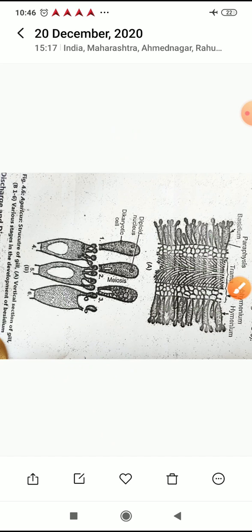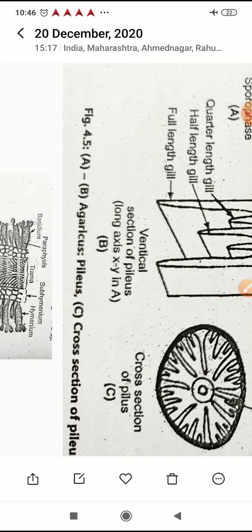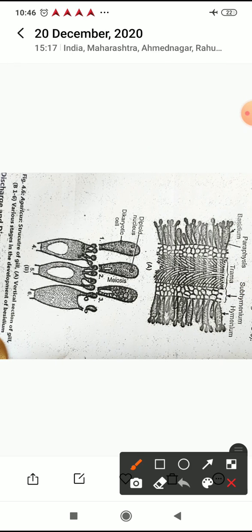So this is in brief related with the structure of gill. Overall, again one can see here how the gills are and what are the different parts anatomically of the gill portion.